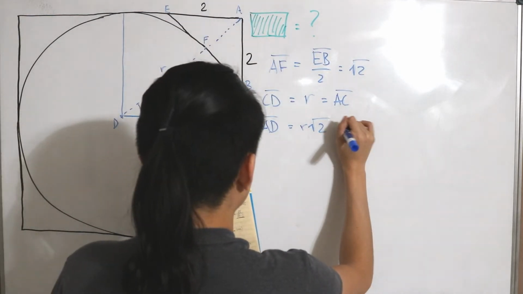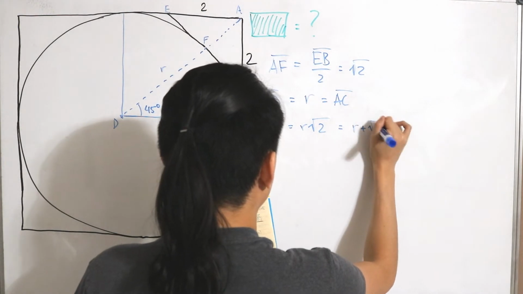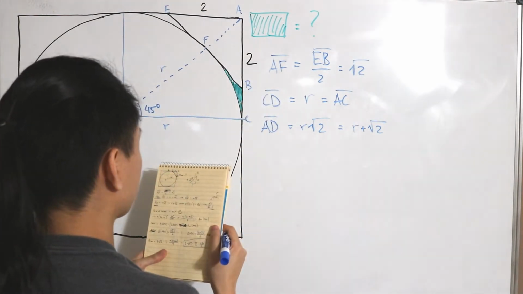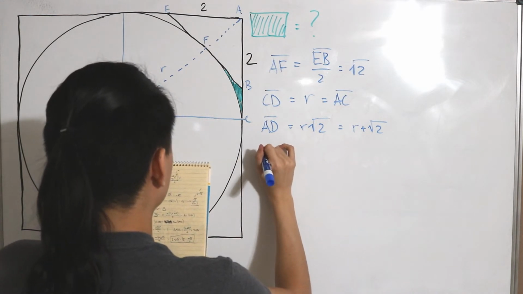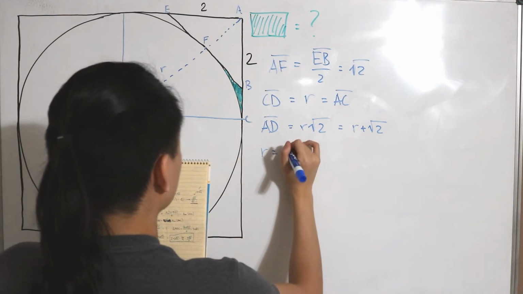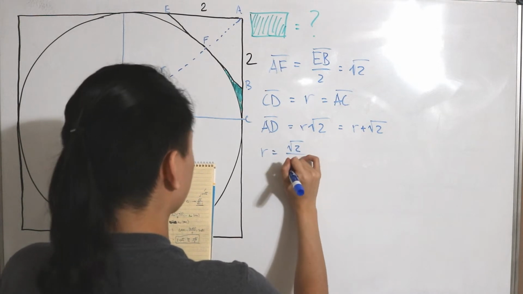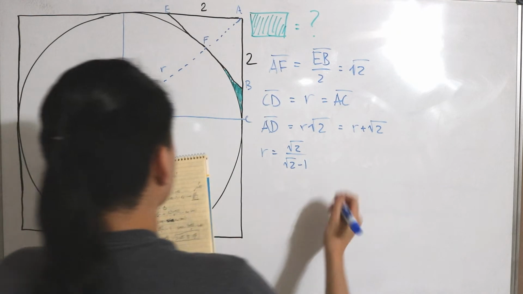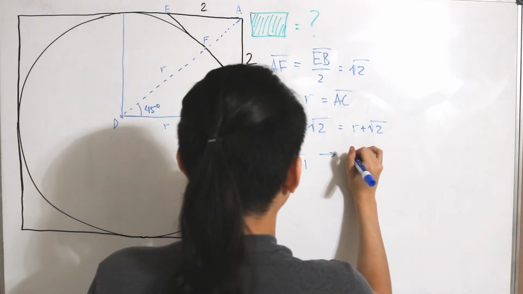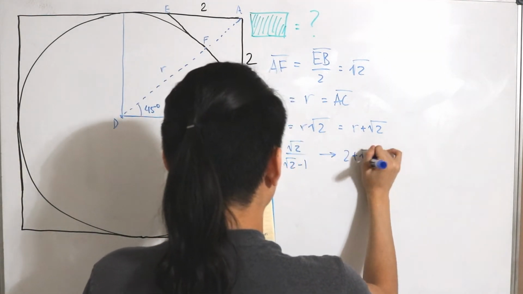So in other words, that's the same thing as R plus the square root of 2. Then we actually just solve everything out for R. So R is, in other words, actually going to equal the square root of 2 divided by the square root of 2 minus 1. After performing all that algebra, we can simplify this even further to say that this is the same thing as 2 plus the square root of 2.